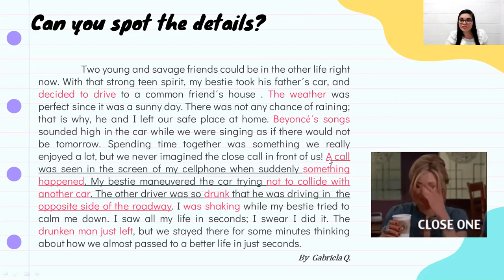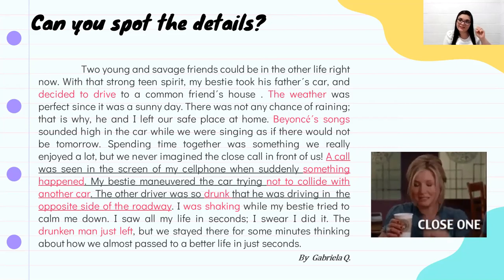And the part that you see underlined, a call was seen in the screen of my cell phone when suddenly something happened. My bestie maneuvered the car, trying not to collide with another car. The driver was so drunk that he was driving in the opposite side of the roadway. Here is where you see the climax, the impact. What Gabby Q was saying from the very beginning is that what she was going to discuss was an accident, but she never said the word accident in her topic sentence.